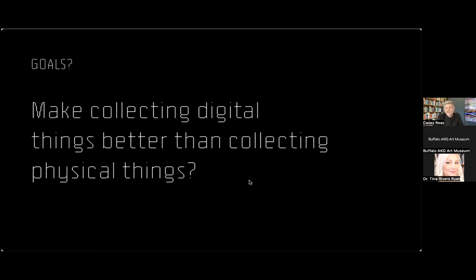So this is something that I really want to do. I want to make collecting digital things better than collecting physical things. Right now, collecting digital things is awful. I'm not talking about artworks that might be acquired by a museum. I'm talking about general digital things, sound files, digital books, those kinds of things.